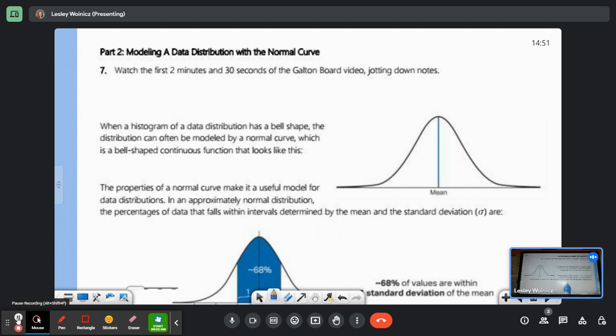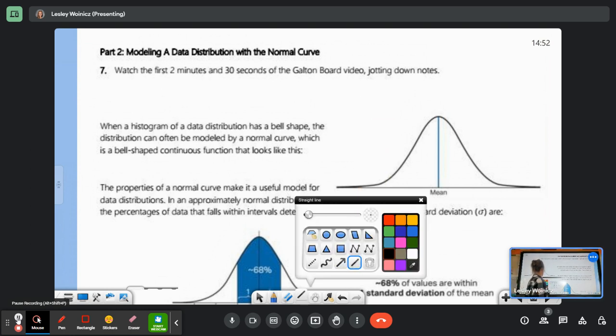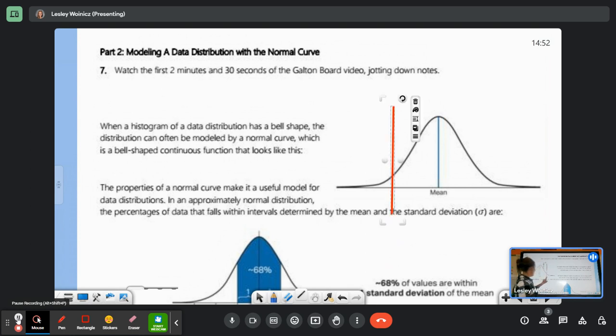When a histogram of a data distribution has a bell shape, the distribution can often be modeled by a normal curve, which is a bell-shaped continuous function that looks like this. Okay, notice that I can do the vertical line test on it. Here, I'll even drag it around. Here's my vertical line, and it only ever touches my function in one place at a time. That means that for every input, there is exactly one output, right?